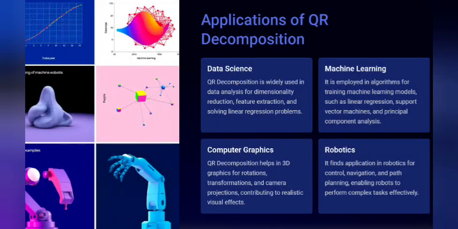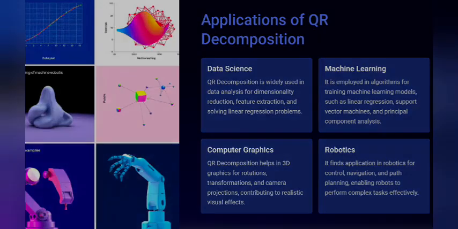Now we will see the uses of QR decomposition across various fields. In the field of data science, QR decomposition is used for dimensionality reduction, feature extraction, and solving linear regression problems. Machine learning. QR decomposition is employed in algorithms for training machine learning models such as linear regression, support vector machines, and principal component analysis. Then computer graphics. QR decomposition helps in 3D graphics for rotations, transformations, and projections, contributing to authentic visual effects. At last, in robotics, it finds application for control, navigation, and path planning, enabling robots to perform complex tasks effectively.